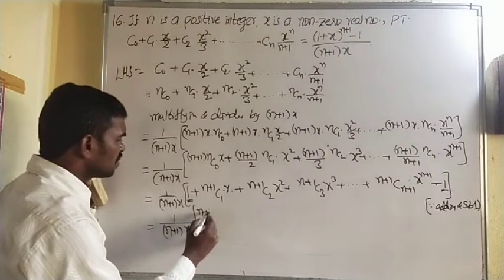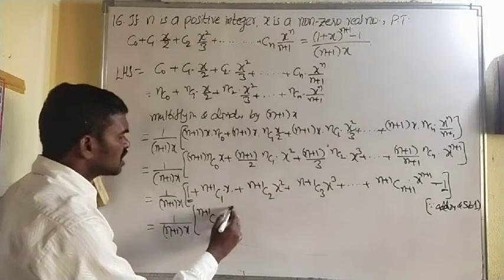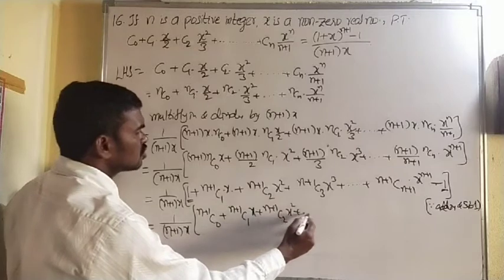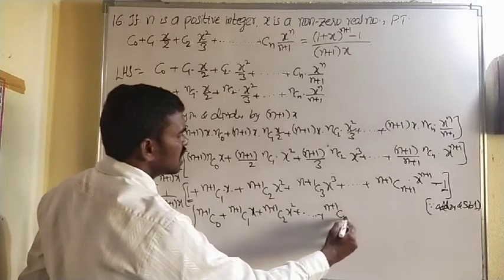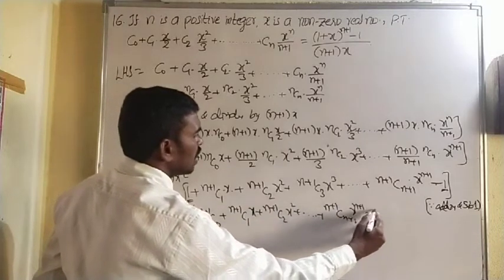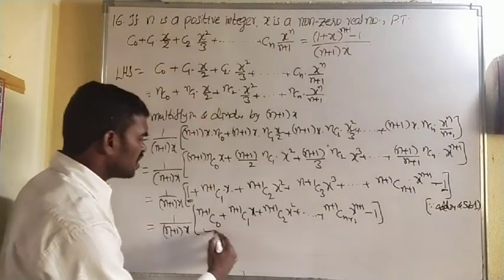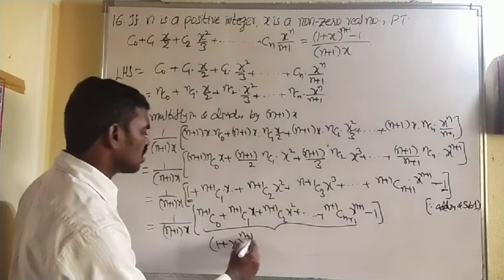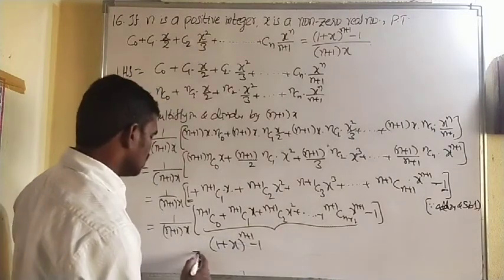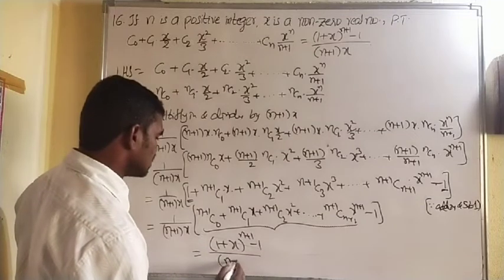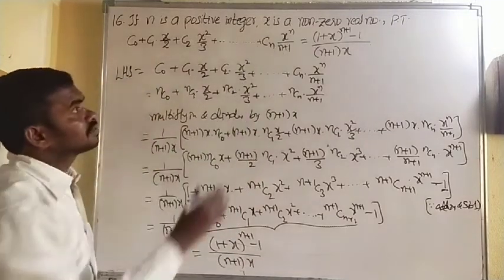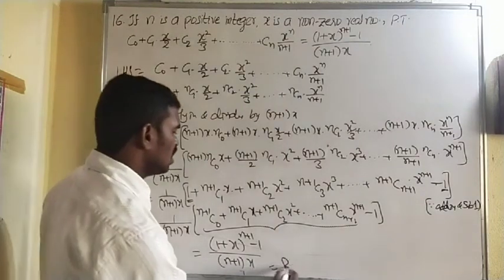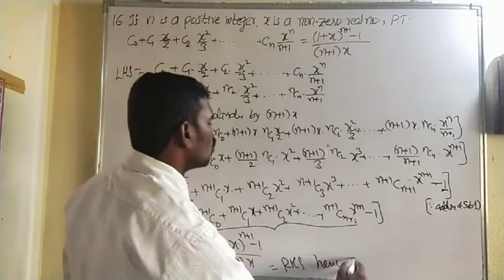So it can be written as (n+1)C0. The next step is (n+1)C1 x, next (n+1)C2 x squared, and so on, plus (n+1)C(n+1) x to the power n+1 minus 1. Minus 1 means 1. So from here to here, this is the expansion of (1+x) to the power n+1, and minus 1 as it is, and by (n+1)x as it is. See, got it, RHS? Yes. So LHS equals RHS. Hence proved.